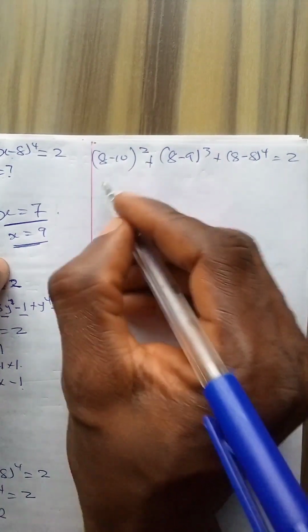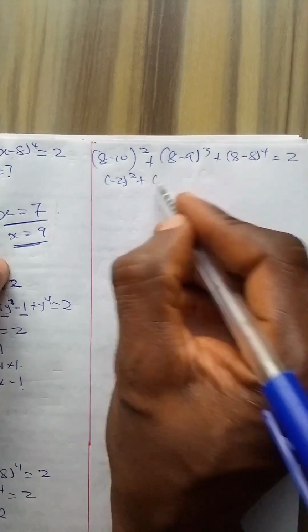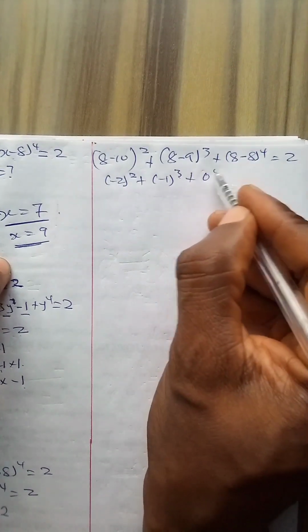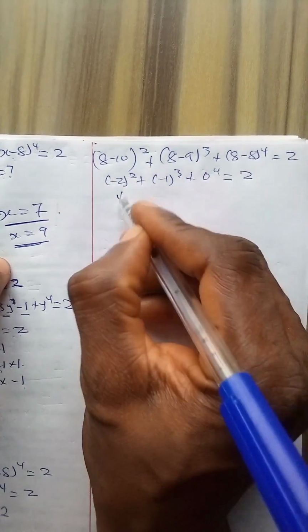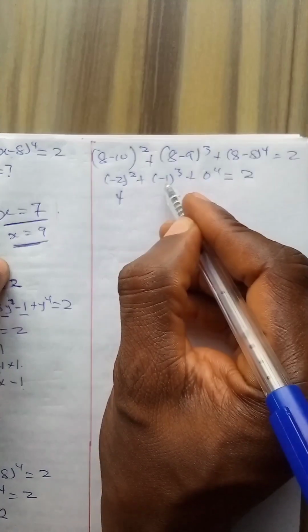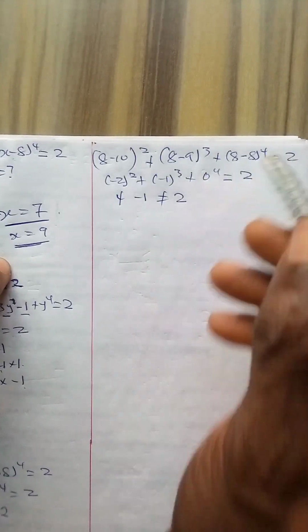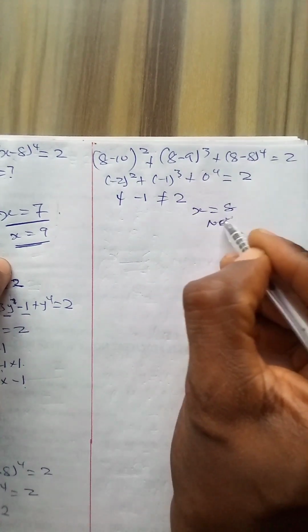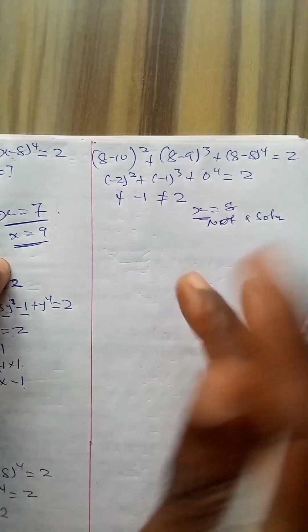Now, 8 minus 10 is minus 2 to power 2. 8 minus 9 is minus 1 to power 3. And 8 minus 8 is 0 to power 4, which is still 0. Now, minus 2 to power 2 is 4. Minus 1 to power 3 is minus 1. It is not equal to 2. So x equals 8 is not a solution. So, we'll reject this part.